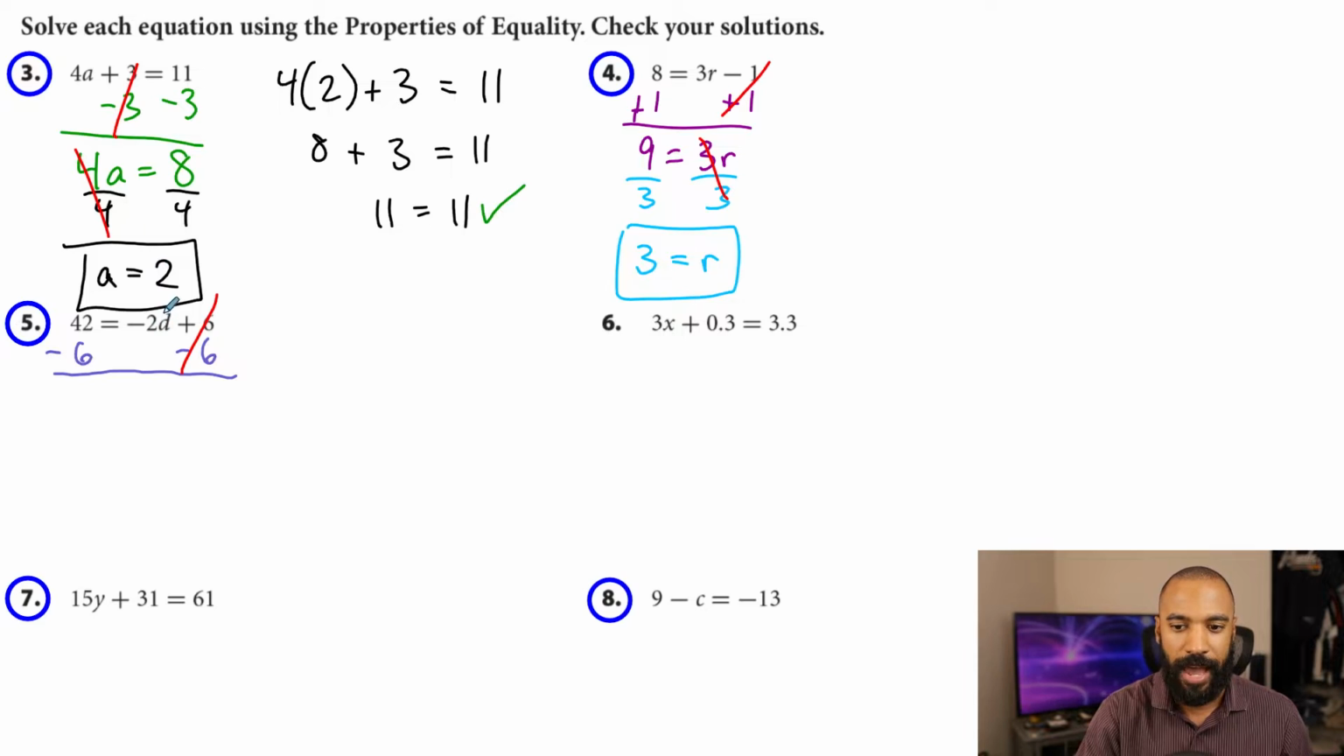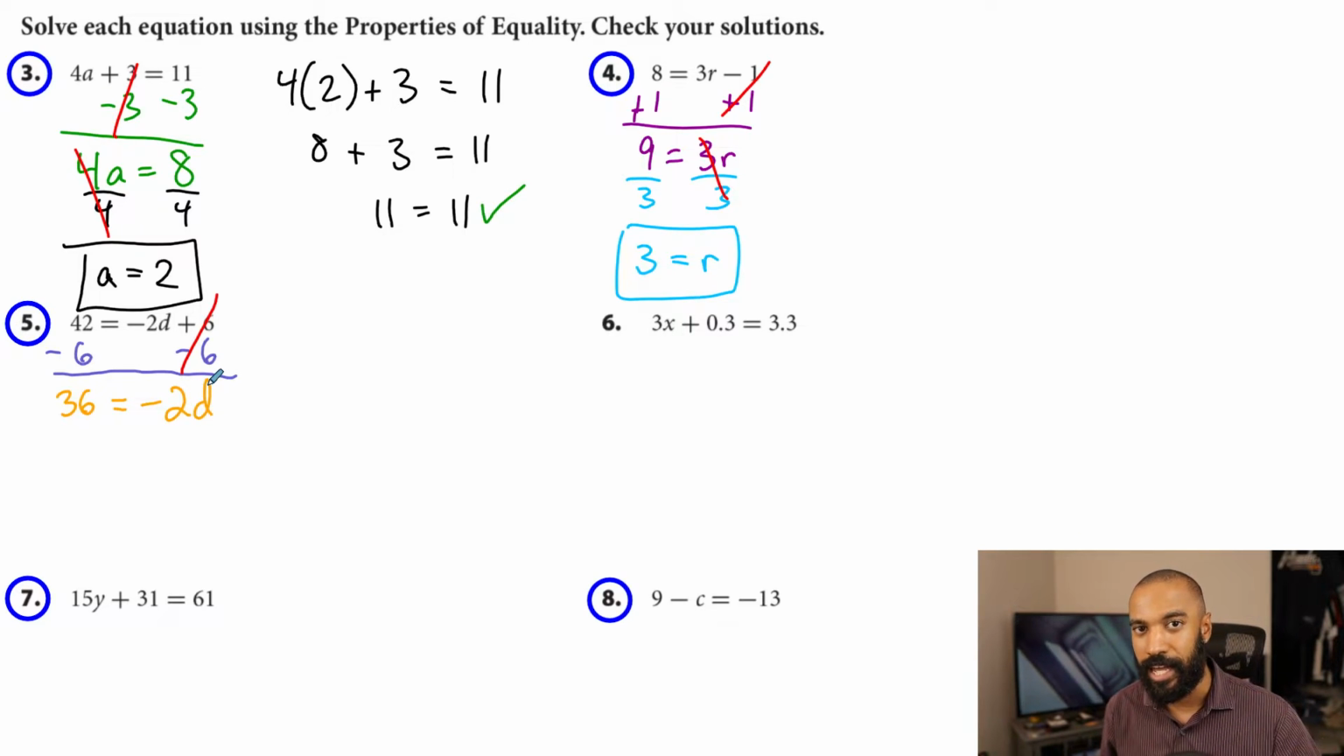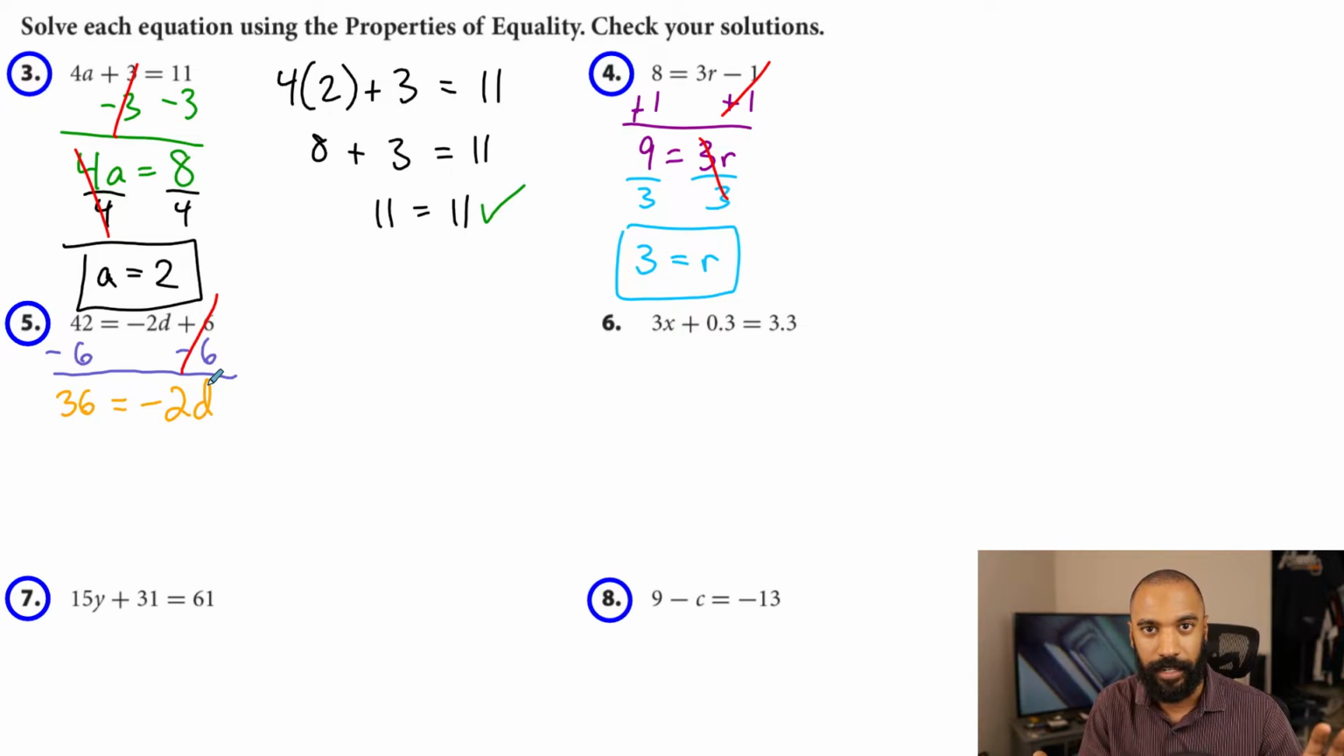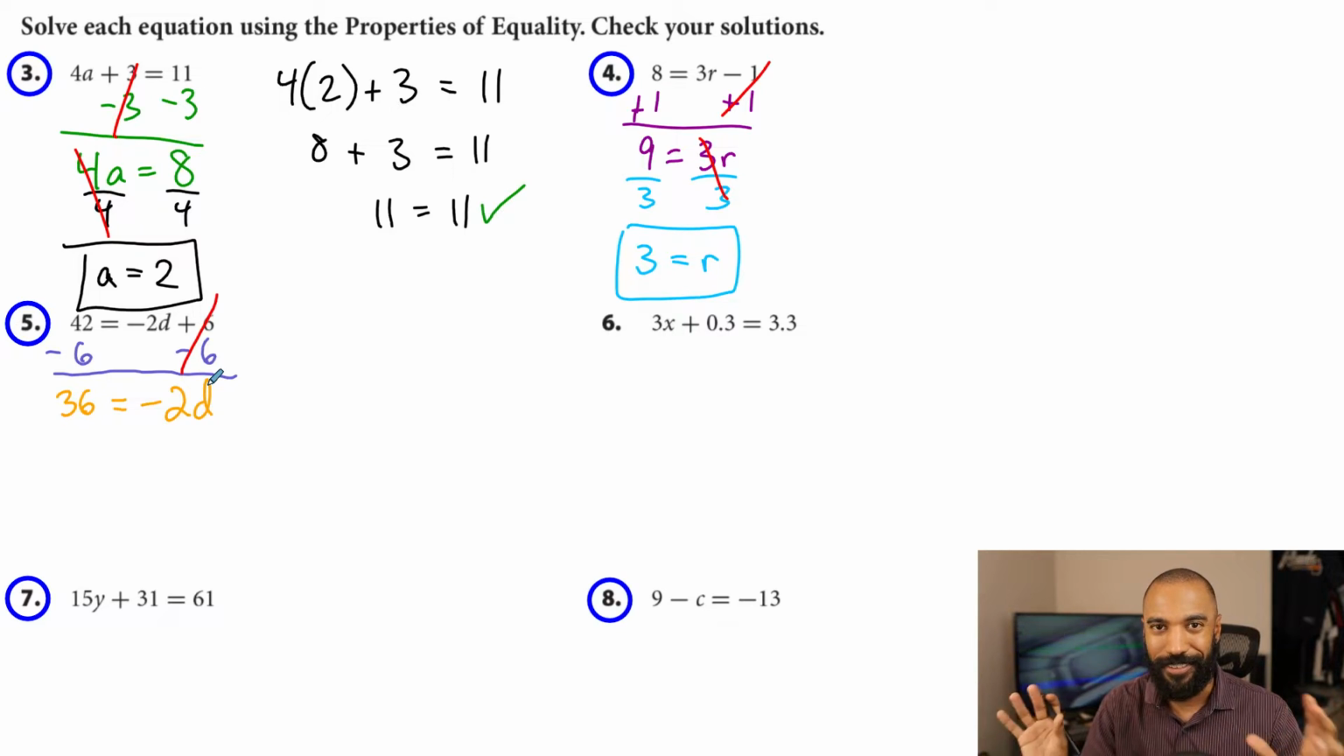The only thing here is the balance. If I subtract 6 from one side, I can't make one side 6 less than the other side. I have to make sure that I keep both the same size. So 36 on one side, negative 2d on the other side. I take d and I multiply it by negative 2 and I get positive 36. The only way that you get a positive product from one negative factor is if the other factor is also negative. Remember, stand and deliver. A negative times a negative equals a positive.